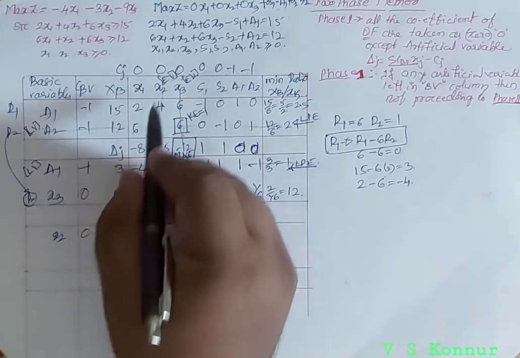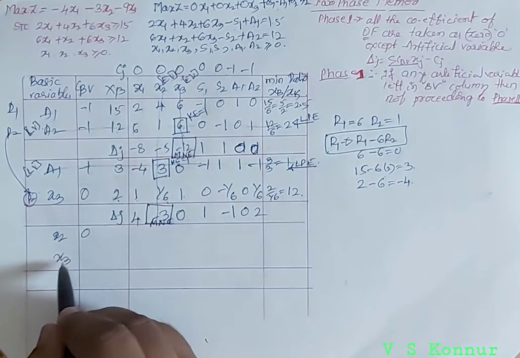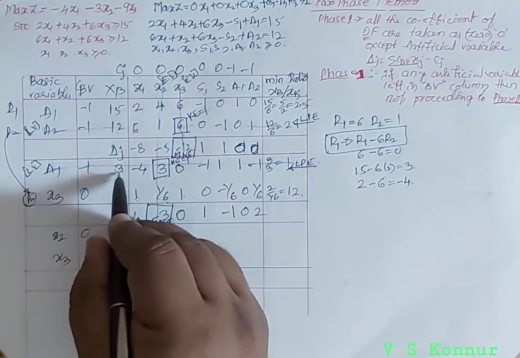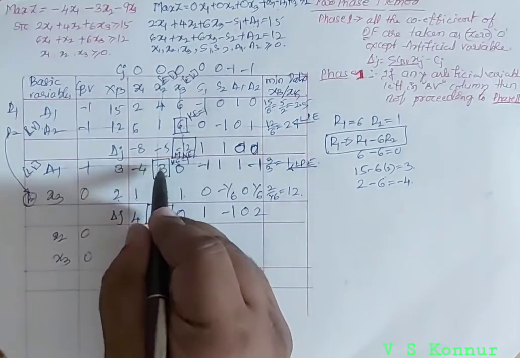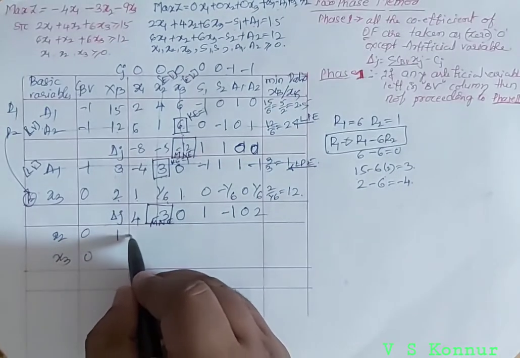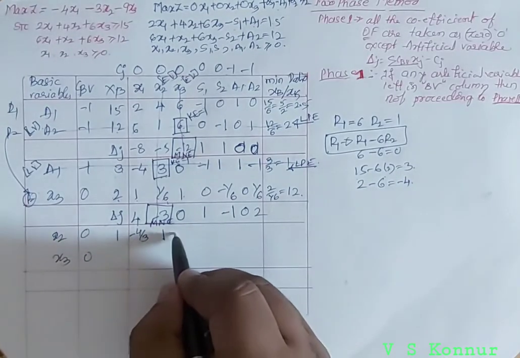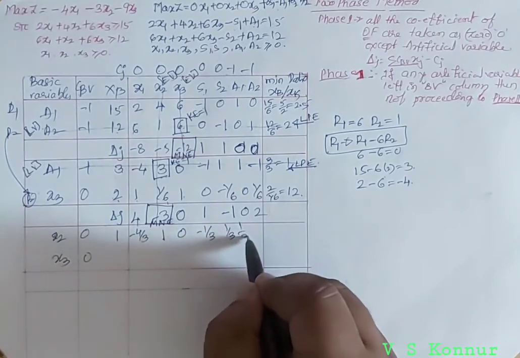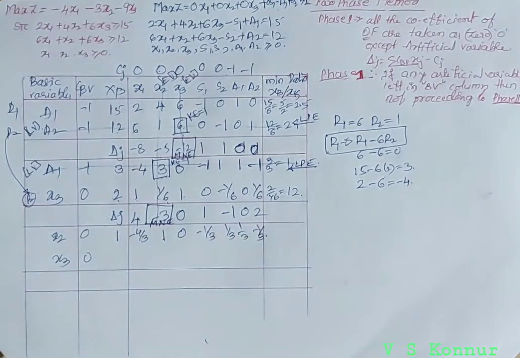x2 has coefficient 0 and x3 has coefficient 0. Now 3 divided by 3. This row is divided by 3 to make it 1. So we get 1 minus 4 by 3, 1, 0, minus 1 by 3, 1 by 3, 1 by 3, minus 1 by 3.